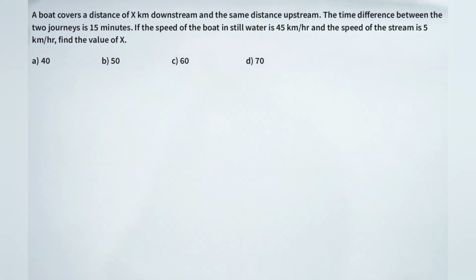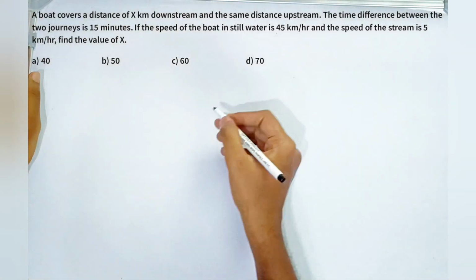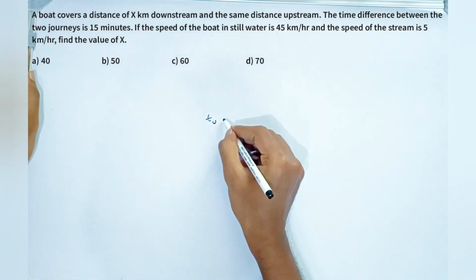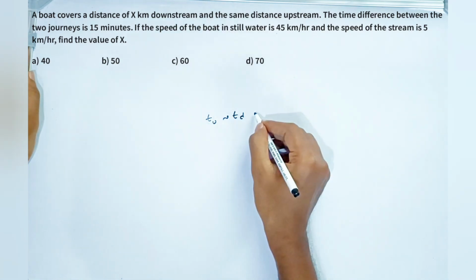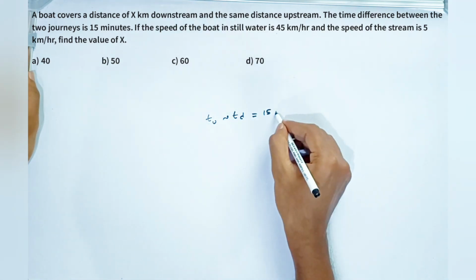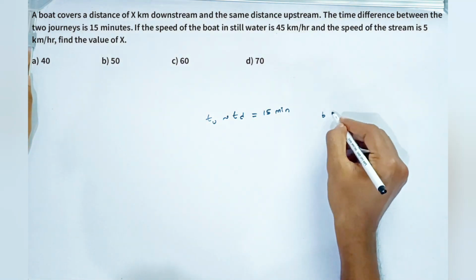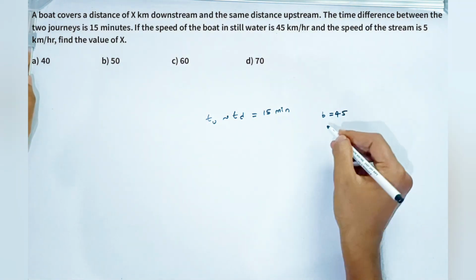Okay, going to the next question. A boat covers a distance of x kilometers downstream and the same distance upstream, and the time difference between the two journeys is 15 minutes. In the question it is given that the time difference between going upstream and downstream is 15 minutes. Also the speed of the boat in still water is 45 and the stream is 5.